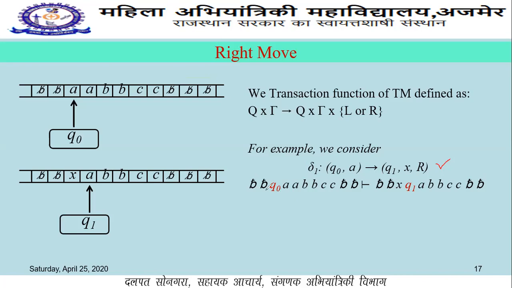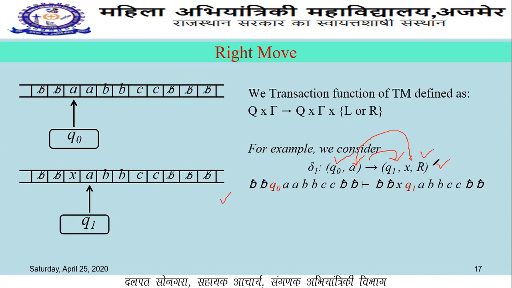According to this scenario or instantaneous description, suppose whenever we are at state q0 and the current input tape symbol is A, then we make the transition in which we move to the next state, that is q1, and this A is overwritten by this X, and we move on the right hand side. This R represents the right hand side.